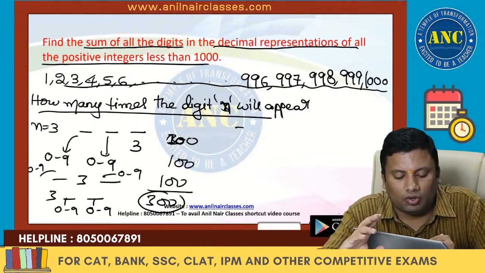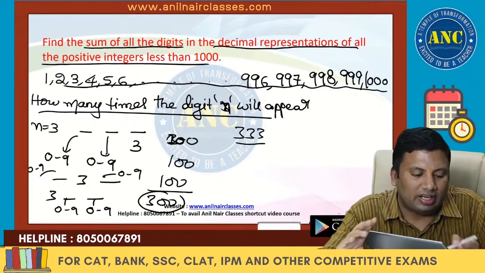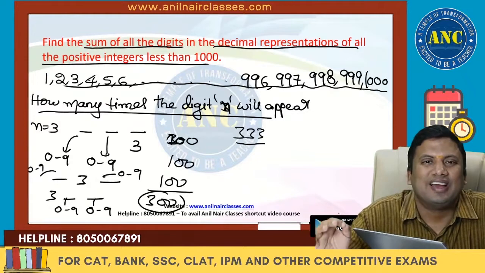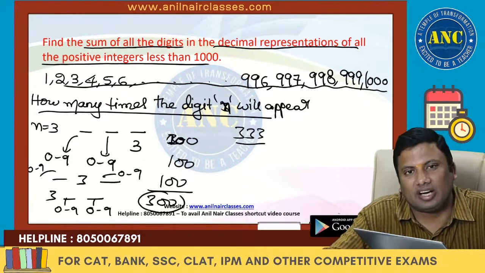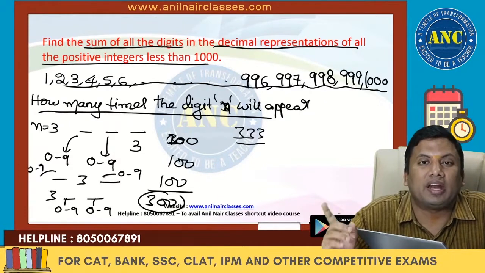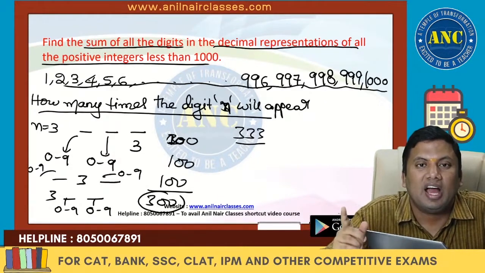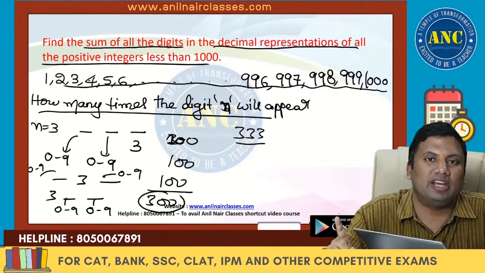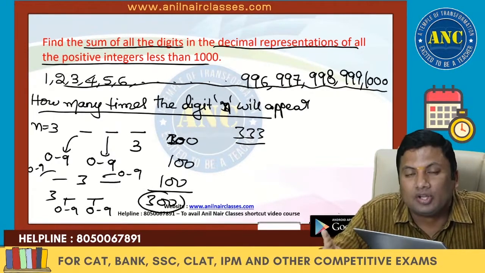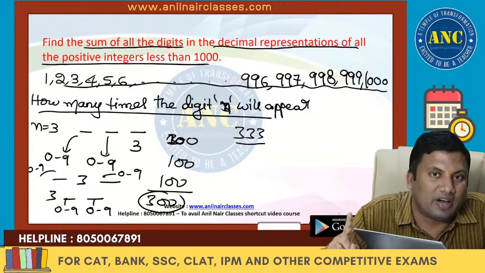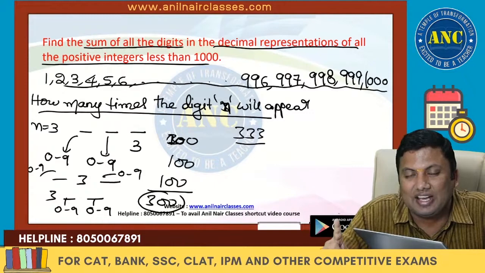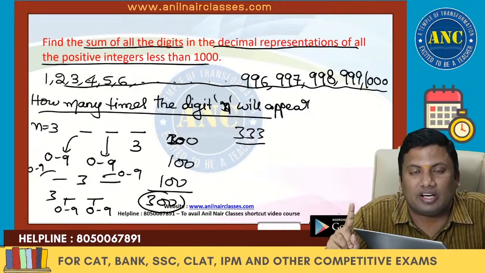Sir, you are counting triple 3 three times. Triple 3 is counted thrice because the digit 3 is present thrice. I hope it is clear. It is not how many numbers contain the digit 3, but how many times the digit 3 is present. In 33, 3 is present twice, so 33 is counted twice. In 333, the digit is counted thrice.